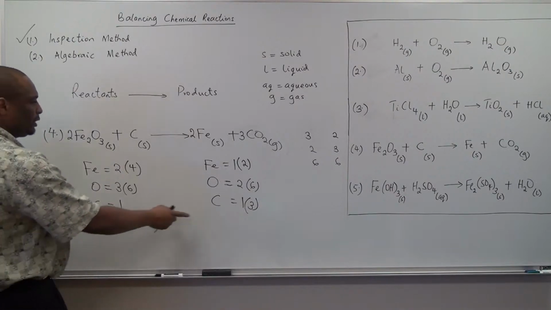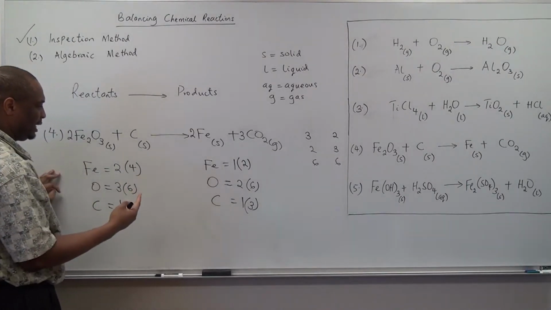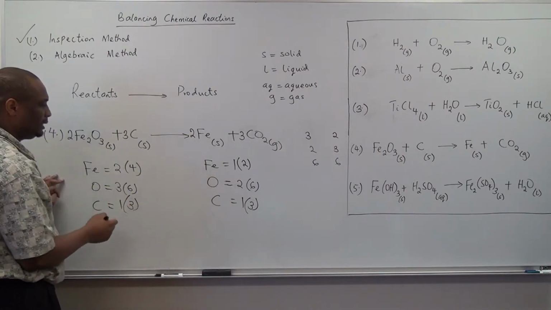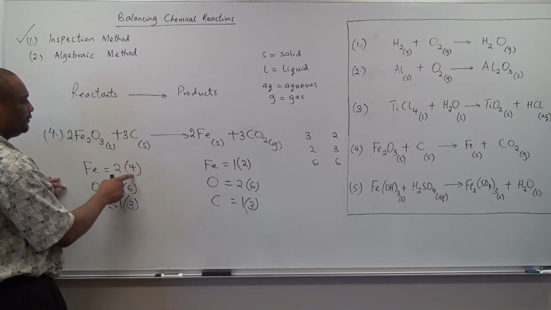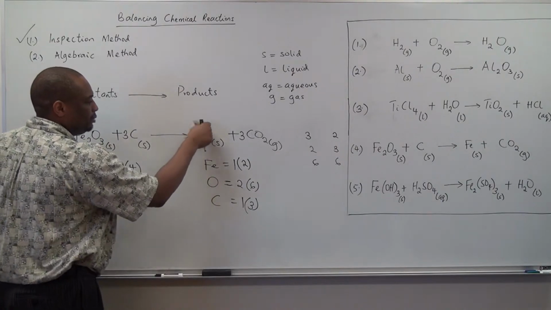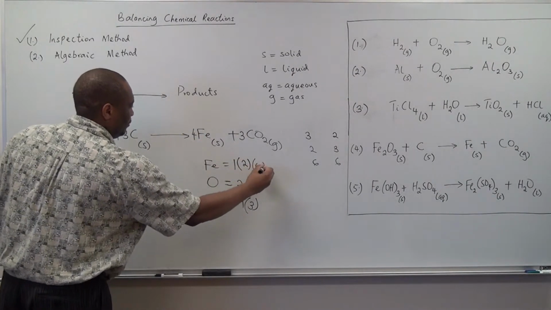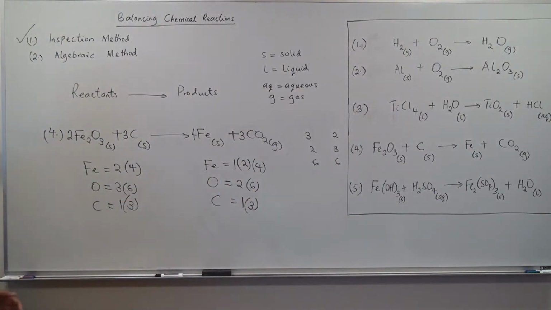I go ahead, I have 1, 3, 4, 2, whichever one you want to start with. I can easily put 3 here to balance carbon. 3, that's balanced. And then iron is 4 here. So I erase these 2 and I put 4. So this is 4, 4, 6, 6, 3, 4. That makes it balanced.